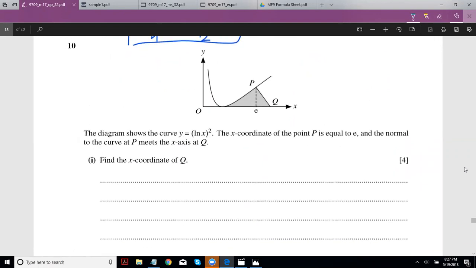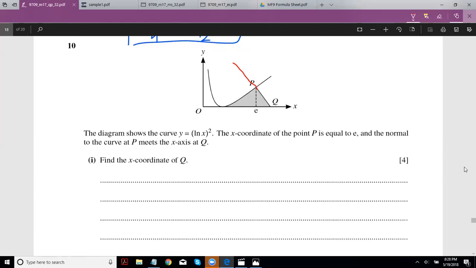Okay, so question 10. Let's try to wrap this up quickly. The diagram shows the curve y equals ln x square. So note, this is not x square, this is ln x whole square. The x coordinate of the point P is equal to e, and the normal to the curve at P meets the x-axis at Q. So what is the normal to the curve? The normal is basically the line at that particular point that forms a 90-degree angle with your curve.